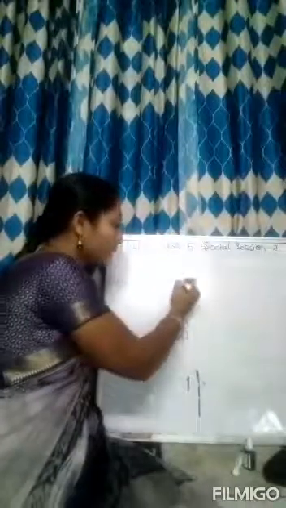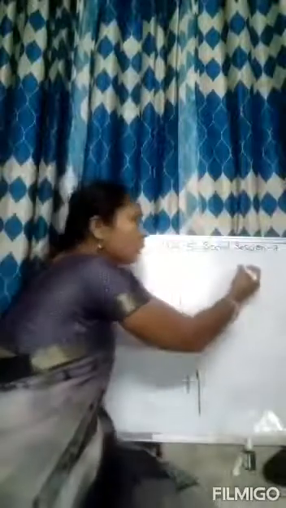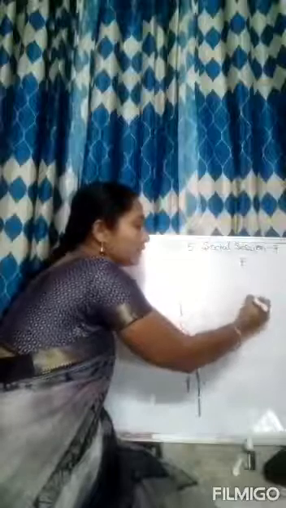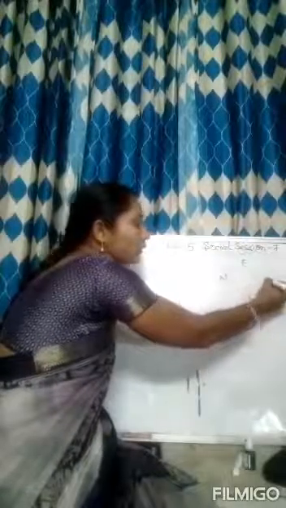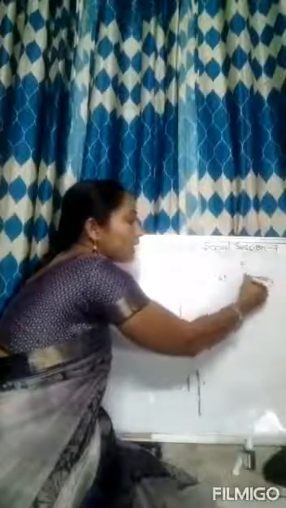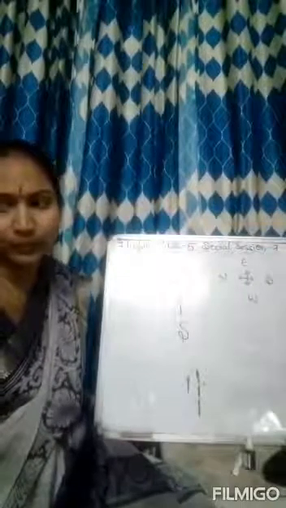Suppose this is the north and the south. If you get up early in the morning, the sun rises in the east and sets in the west, and this will be the north and this will be the south. So these are the directions that you will be learning in science or social studies.